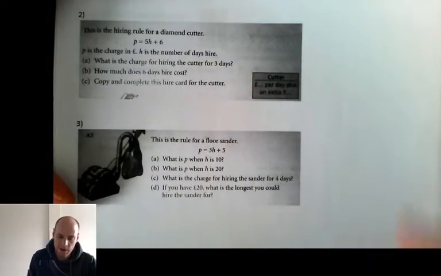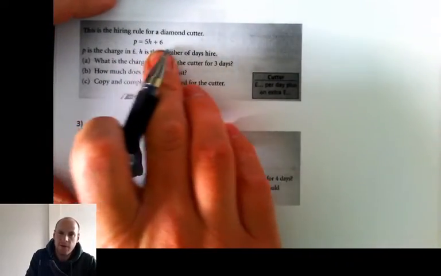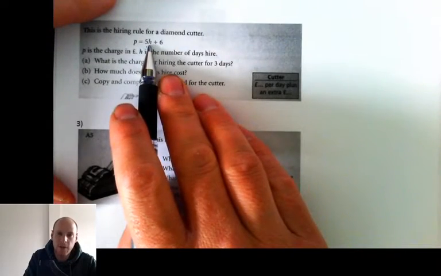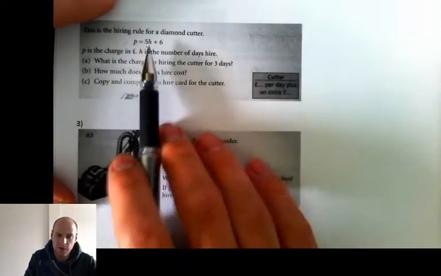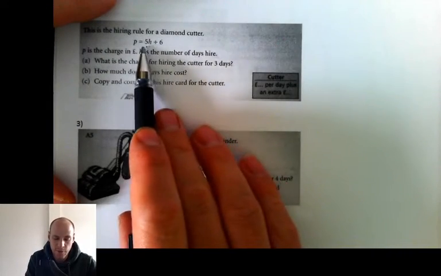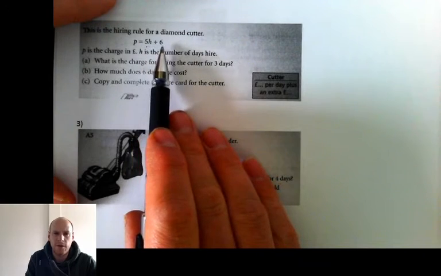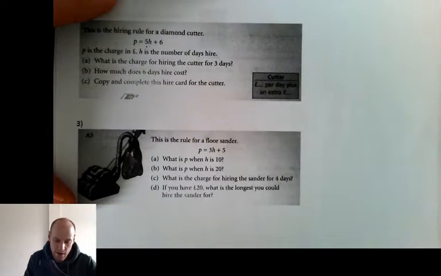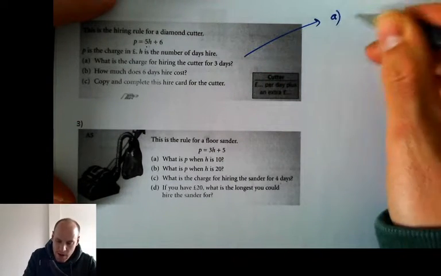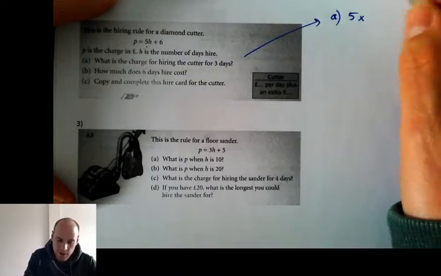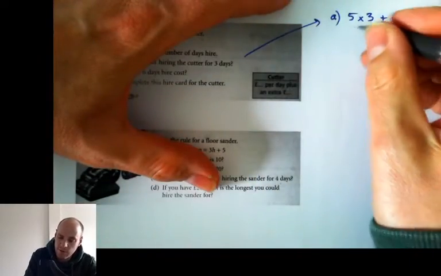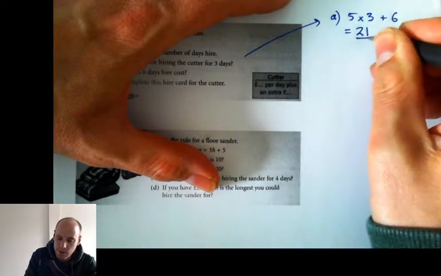So if we move ourselves down, this time they're giving us the formula just in algebra. So that says 5 times the number of days plus 6. I don't know why they've decided to use h for number of days. That's a bit annoying, but they have. So 5 times h plus 6. That's 5 times the number of days. Add on another 6. So we've got, for part A, 5 times the number of days, which in this case is 3, add on 6. So that is 15 plus 6, which is 21.